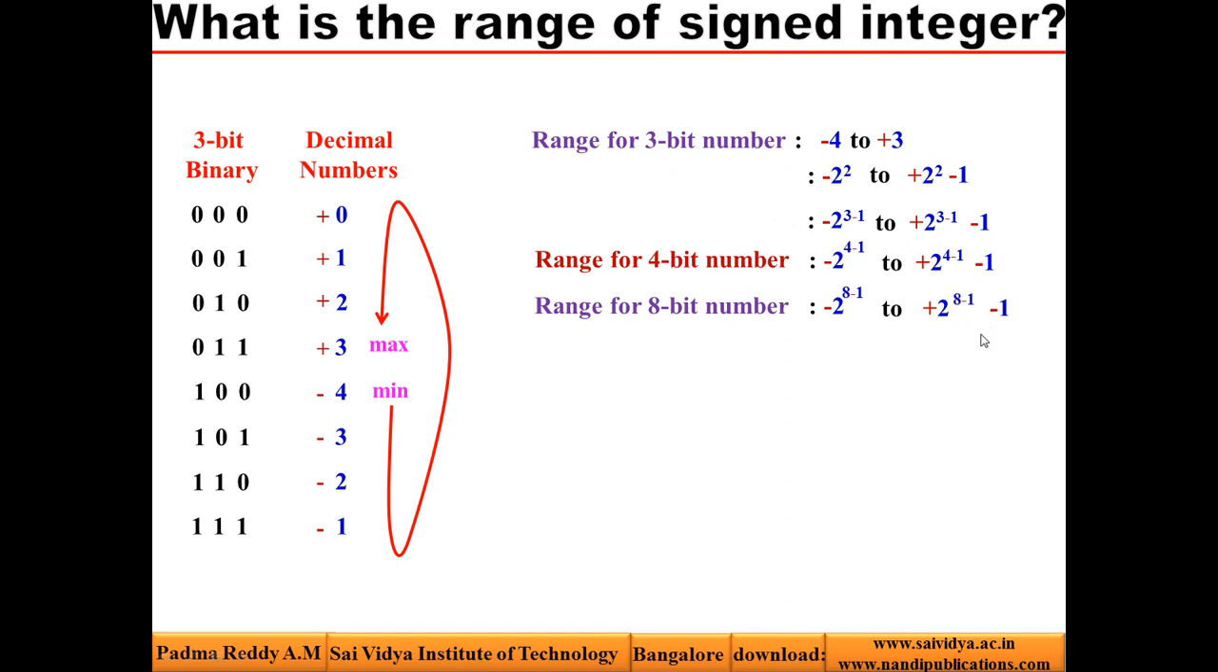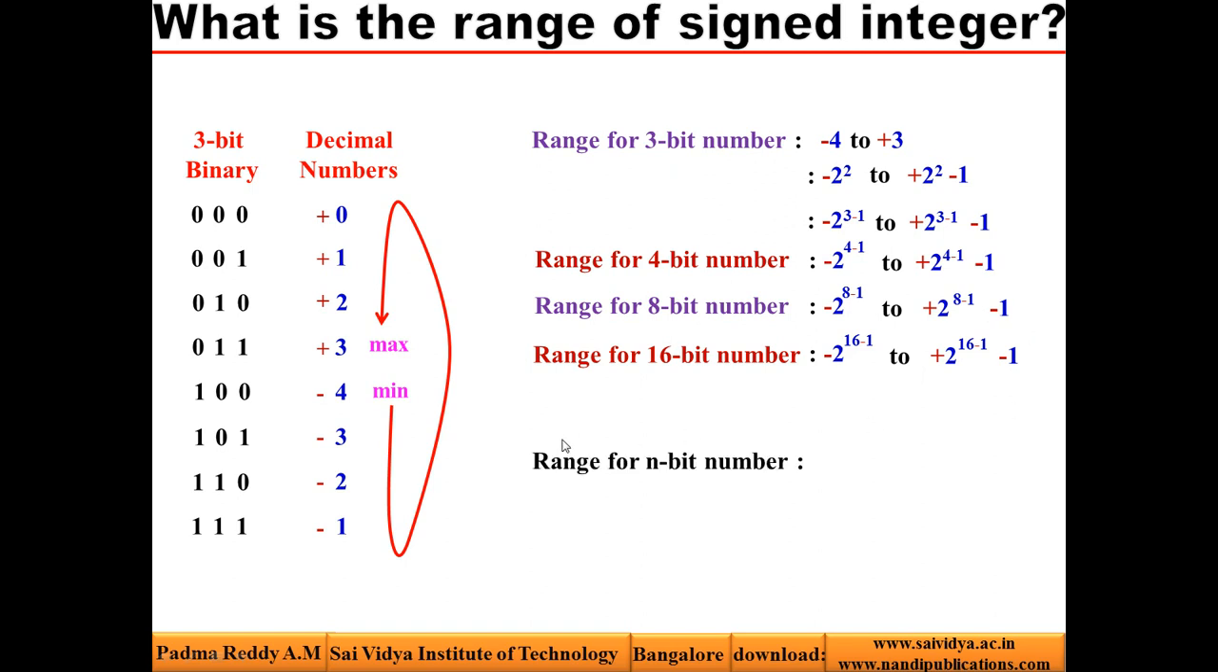minus 1. Now tell me what is the range for a 16-bit number? It is minus 2 to the power, here we had 8 minus 1, now we write 16 minus 1, to plus 2 to the power 16 minus 1. Here we have minus 1, and that minus 1 I write as it is.